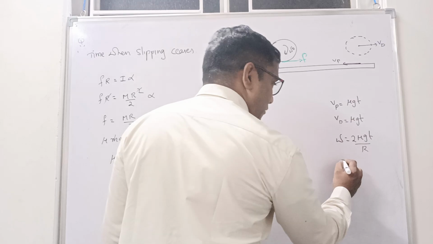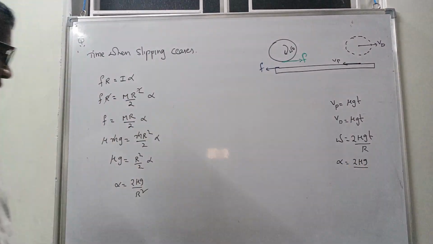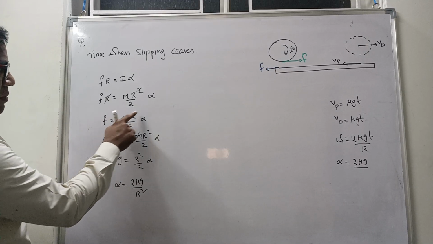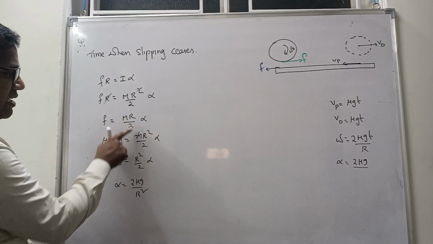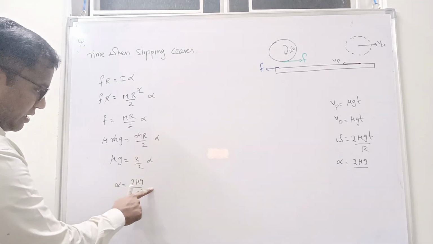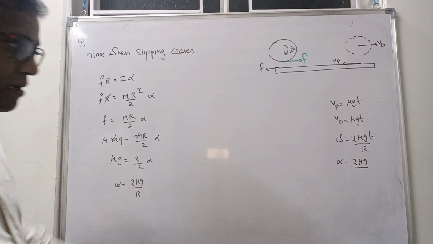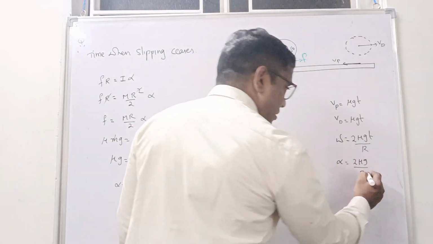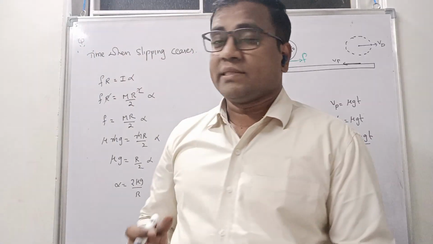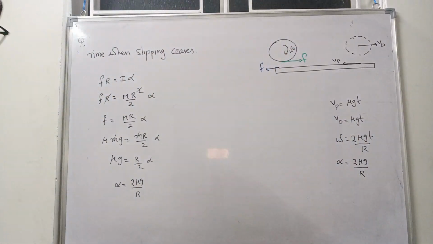Here it is mr square by 2, right? One r cancels, so r will be there. By mistake I wrote r square. Just try to understand, here r will be there. So alpha is equal to 2 mu g by r. Am I clear? But what is he actually asking? He is asking for the time when the slipping ceases. We have to calculate the time, so we will see how to calculate the time.